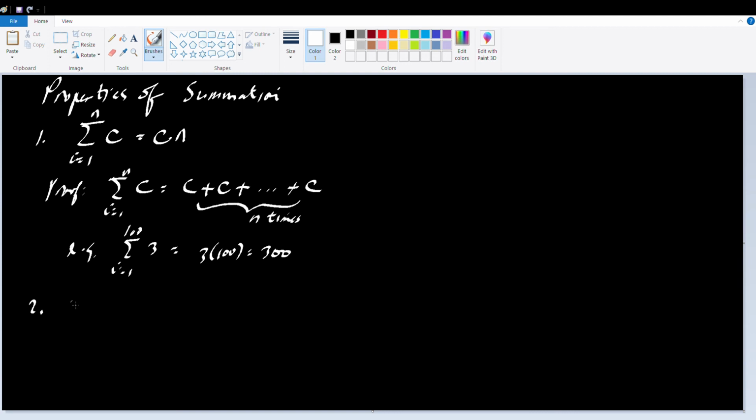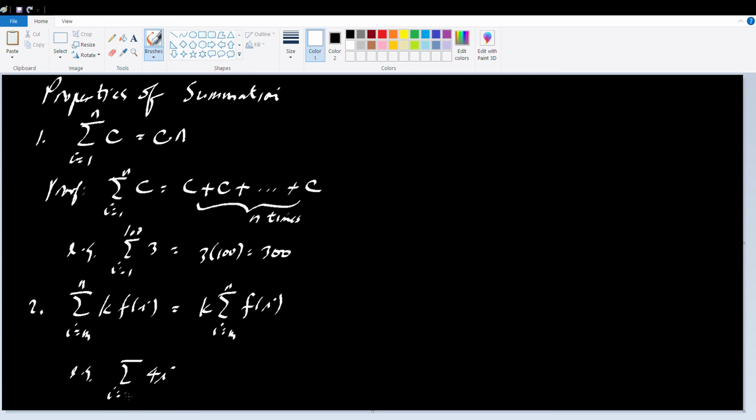Next is the summation of k times f of I from m to n, is equal to k times the sum of f of I from m to n. So, for example, if we want to find the sum of 4I from 15 to 100, that is the same as 4 times the sum of I from 15 to 100. So in other words, we can bring out the constant. No? We can write the constant before the sigma.